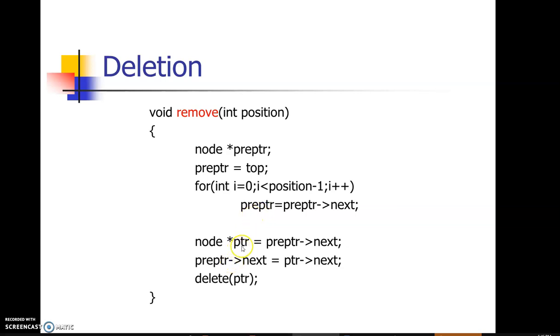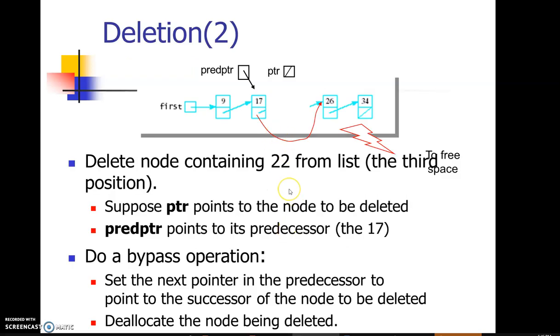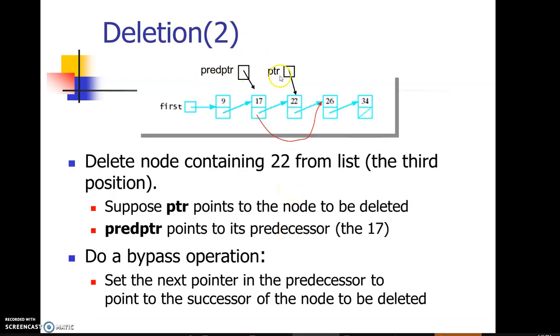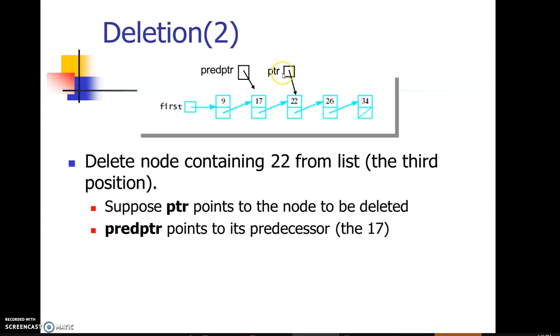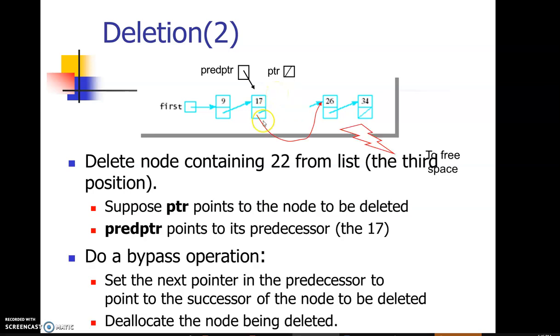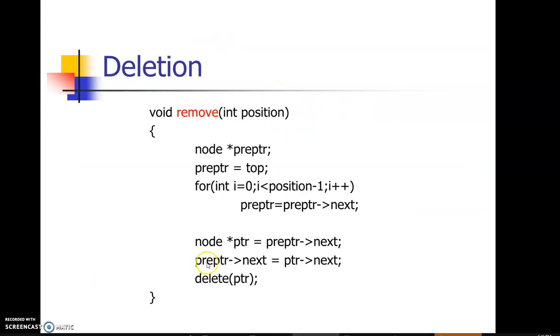Then what we need to do is use that pre-PTR location, create a PTR equal to pre-PTR next, which gives you the pre-PTR and PTR. So we will have these two pointers available. And then what we need to do is form that red line, which makes pre-PTR next equal to PTR next over here.